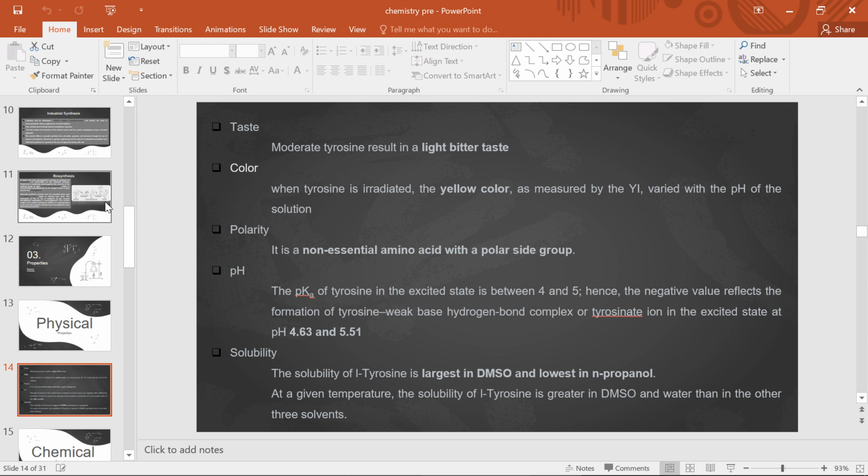Solubility. The solubility of tyrosine is largest in DMSO, dimethyl sulfoxide, and lowest in n-propanol. At a given temperature, the solubility of L-tyrosine is greater in DMSO and water than in the other three solvents.